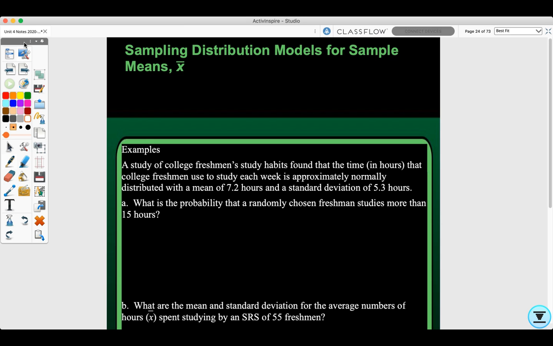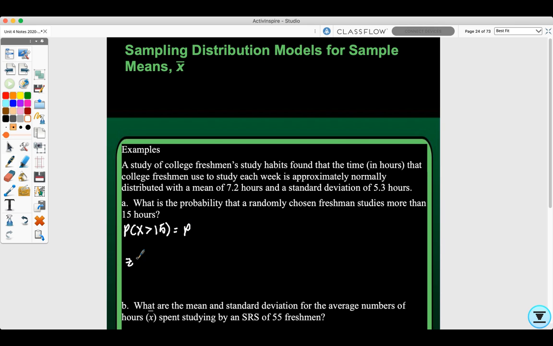The first example here. A study of college freshmen study habits found that the time, in hours, that college freshmen use to study each week is approximately normally distributed, with a mean of 7.2 hours and a standard deviation of 5.3 hours. What is the probability that a randomly chosen freshman studies more than 15 hours? So we need to find the probability that x is greater than 15. In order to do that, we need to first find the z-score.